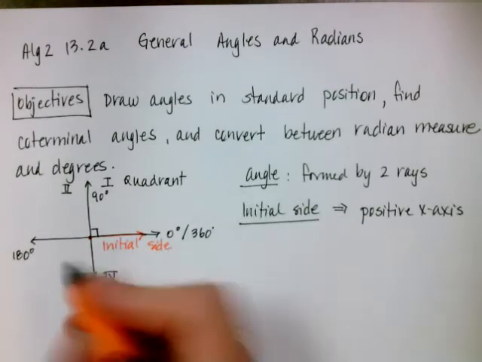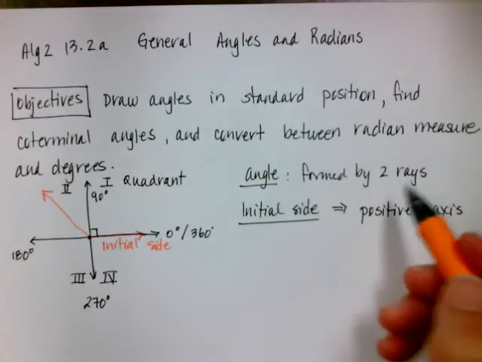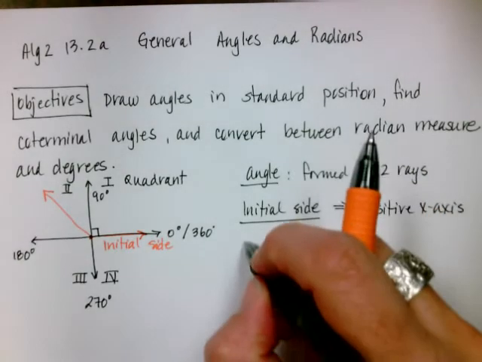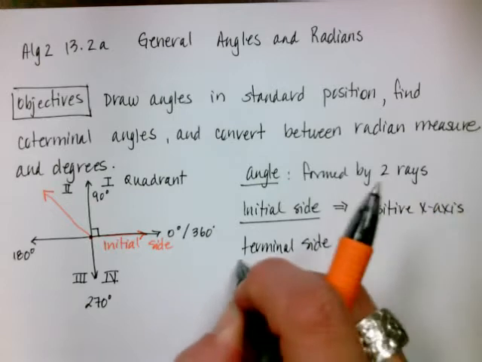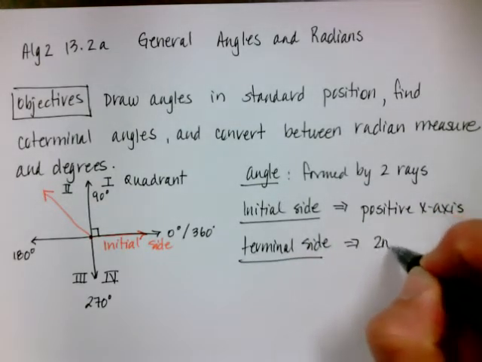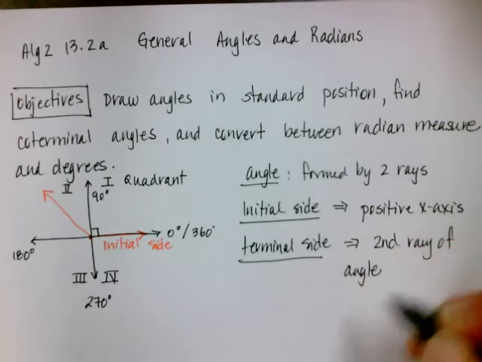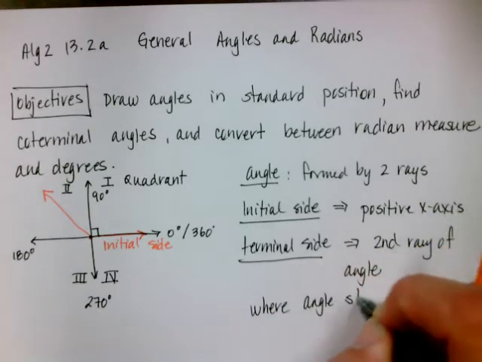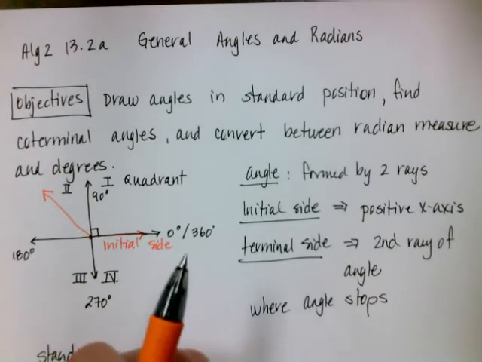Okay, so this is going to be the initial side. Okay, and then somewhere in our quadrant system is going to be the other ray of the angle. So that would be what's considered the terminal side. Okay, so that would be the second ray of the angle. And I like to say it's where the angle stops. Okay, all right. So we call an angle in standard position.